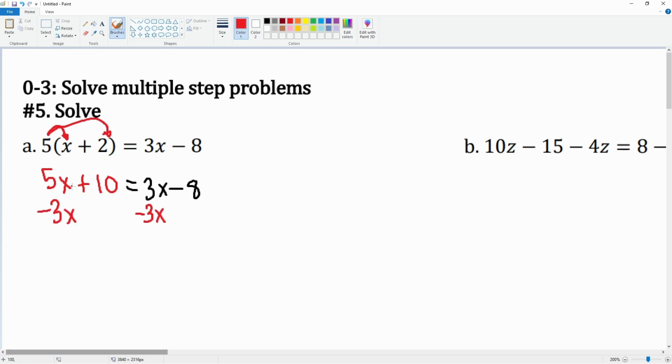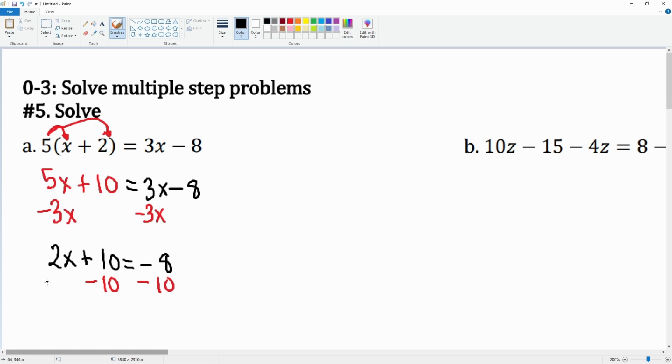Okay, 5x minus 3x is the number 2x. Bring down the plus symbol, bring down the 10, bring down the equal sign. 3x minus 3x becomes 0, but no one writes it. Bring down the negative 8. Now we have the 10 and the negative 8. Notice the variable is already on the left, so we want to move the constant here. So we're going to minus 10 to both sides.